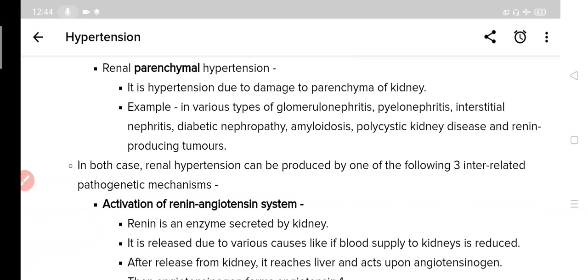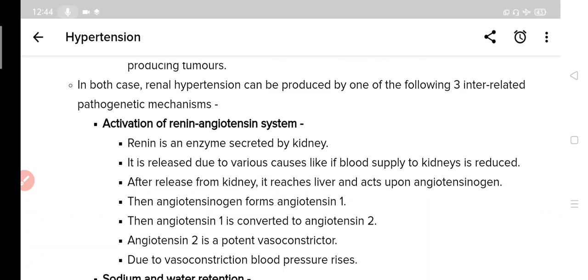And in which diseases does this damage occur? The examples are glomerulonephritis, pyelonephritis, interstitial nephritis, diabetic nephropathy, amyloidosis, polycystic kidney disease, and renin producing tumors. All these diseases can cause damage to parenchyma of kidney, that is functional tissues of kidney, and as a result it will cause hypertension.